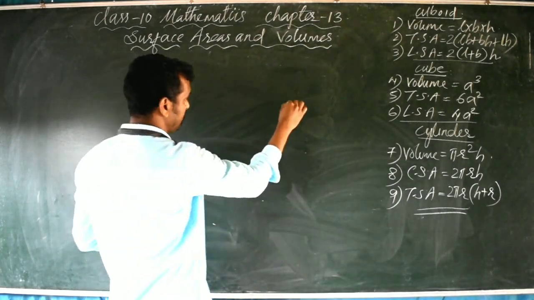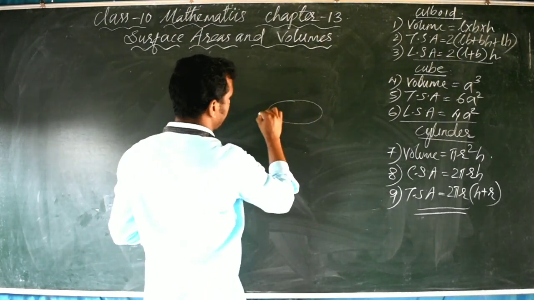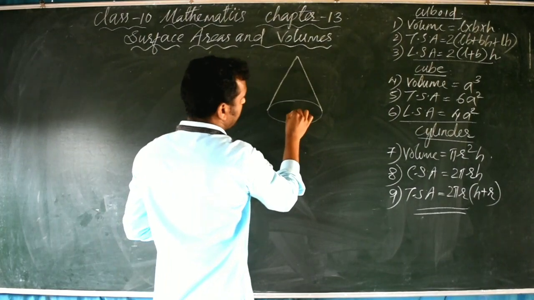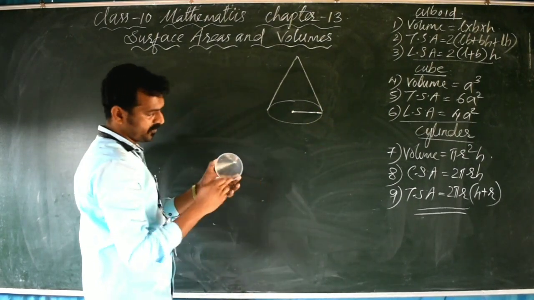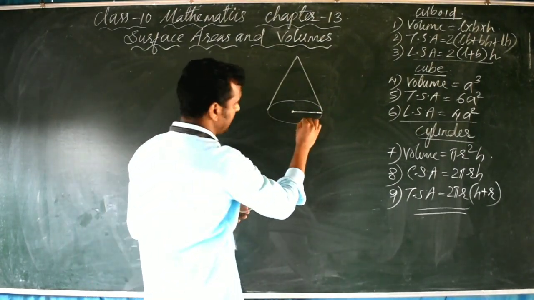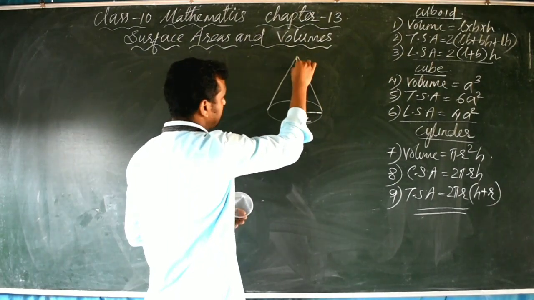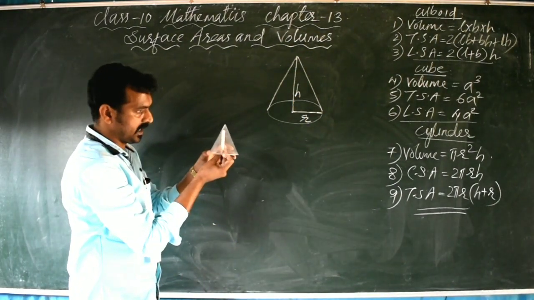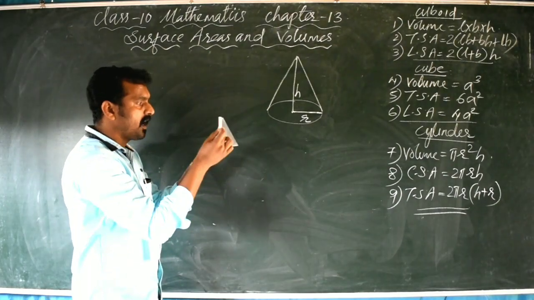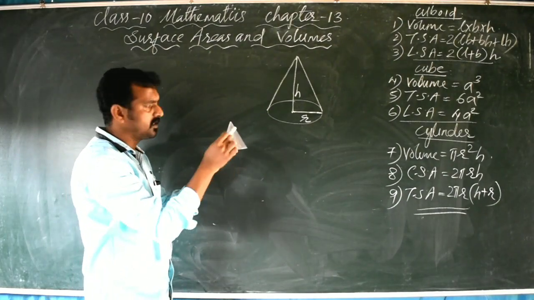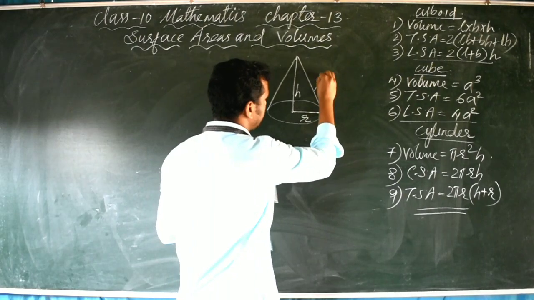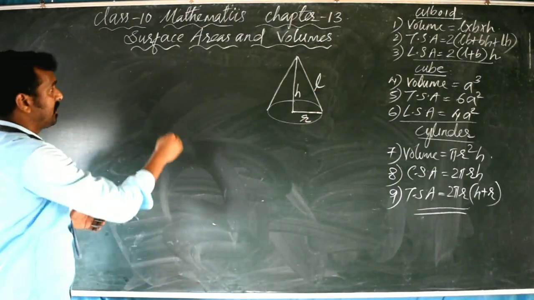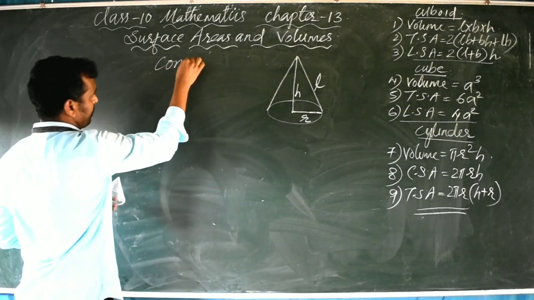So we can draw it this way. This one is a cone. The base is in the form of a circle, so it has radius r, and this is the height, the central height, the straight height, that is h. And here also one height is there, that is called slant height, and it is denoted by the letter L. Slant height L. That is a cone.